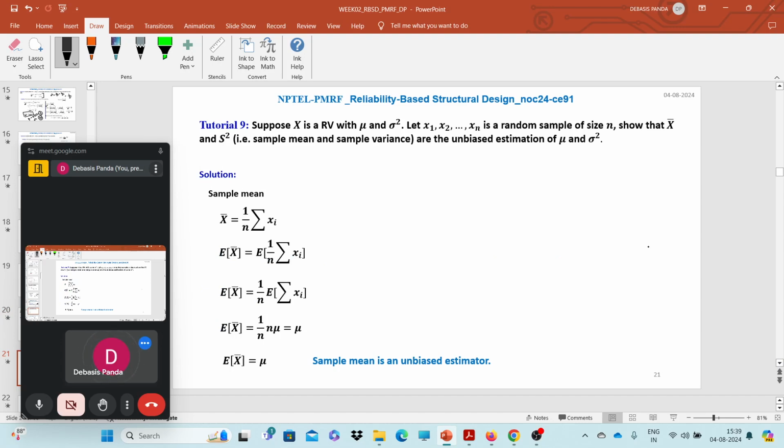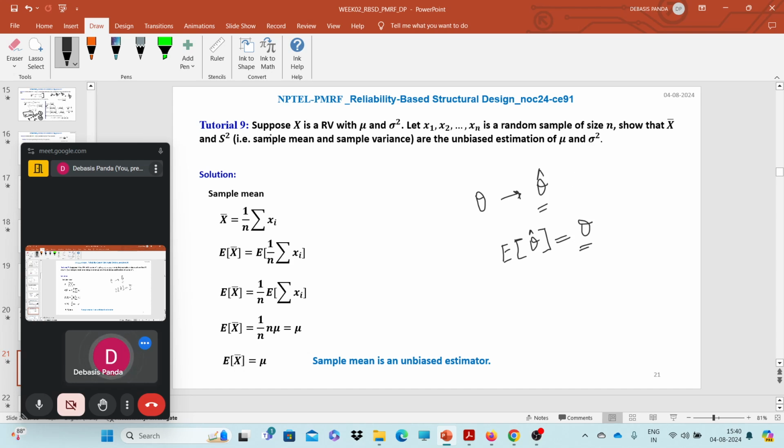So what I say is, if I have a point estimate of a parameter theta, this is the parameter of the population which is unknown, for which we need to find the best estimator, and if the estimator is theta hat, then we call it an unbiased estimator when the expectation of the estimator is equal to nothing but your parameter. So let's quickly solve one problem.